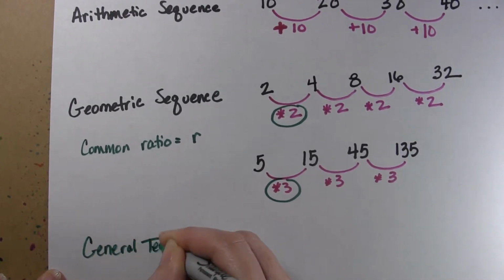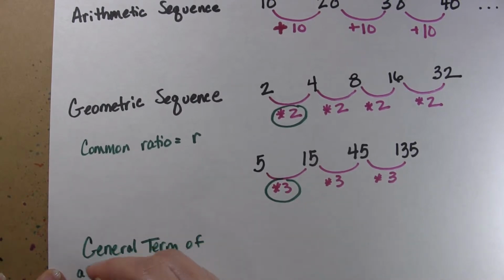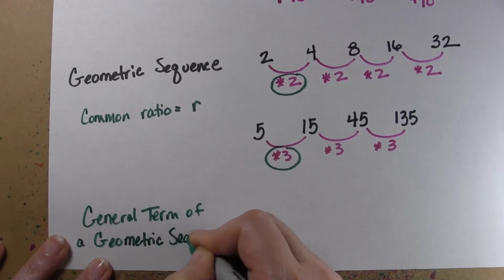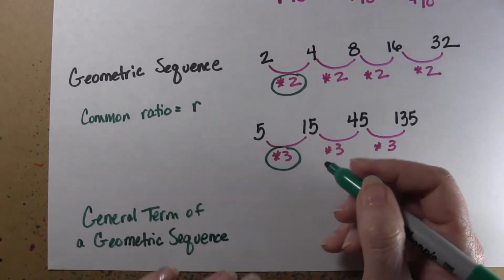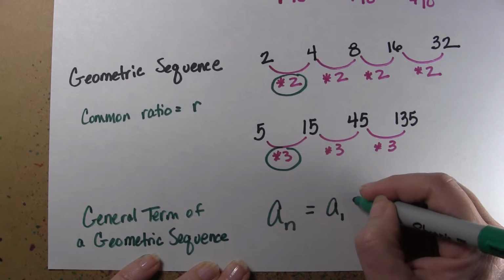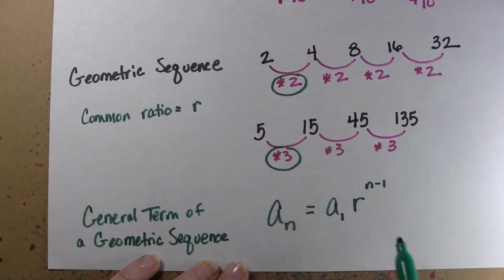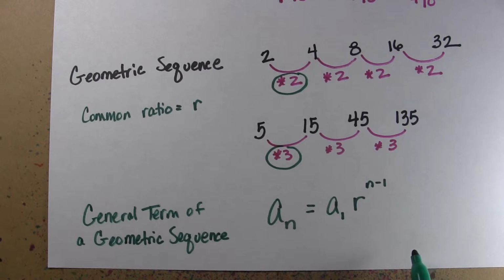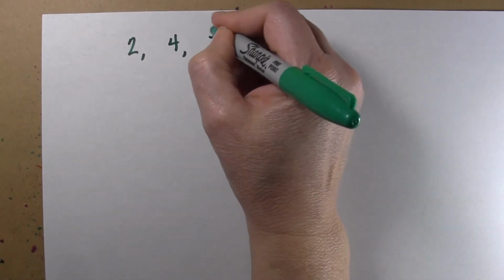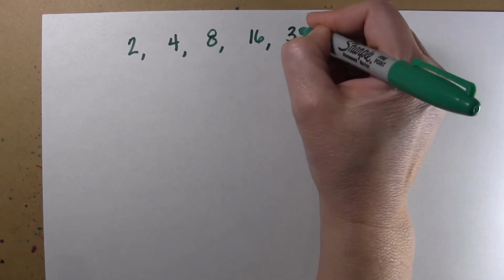The general term of a geometric sequence is a sub n equals a sub 1 times r to the n minus 1. And r here is your common ratio. So let's go back to the first example, 2, 4, 8, 16, 32. I'll write it down for you again: 2, 4, 8, 16, 32.